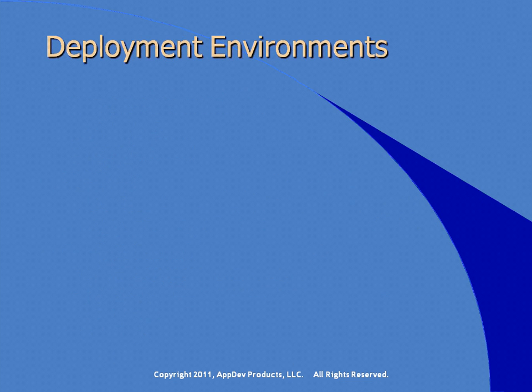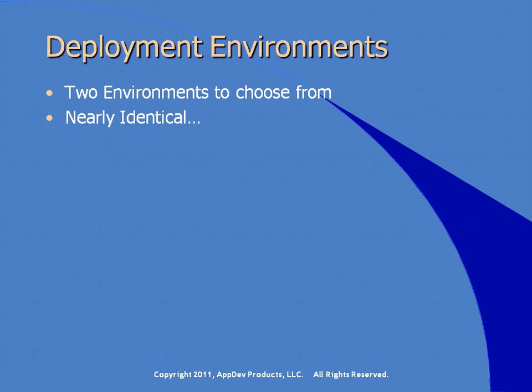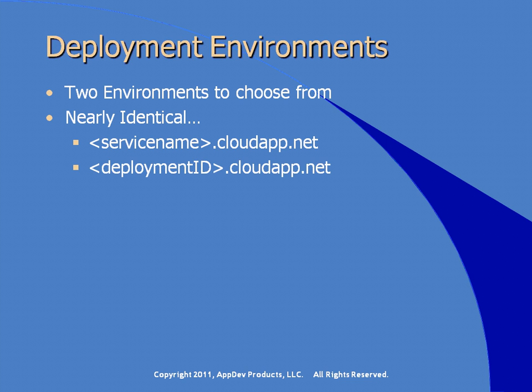Now we just talked about the two different types of deployment environments. We've got a production environment and we have a staging environment. So we really have two environments to choose from, and they're really almost identical. The key difference is if you're deploying to production and we create our service called appdevdemo.cloudapp.net, then that's the service name it's going to be, and that's how we'll access that application. But if we deploy to the staging, then we're actually going to get a GUID ID, or what's called a deployment ID, for our staging environment.